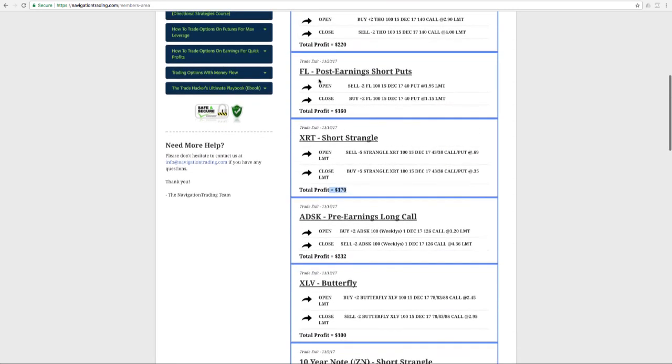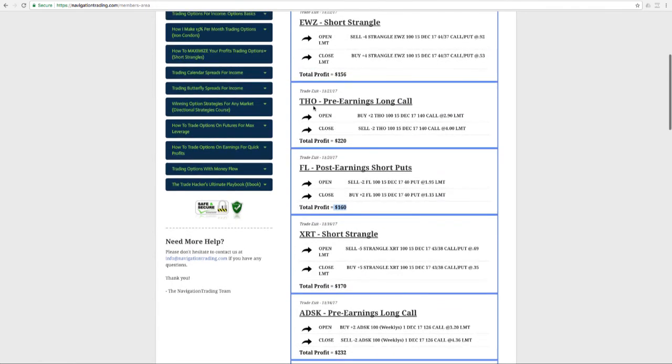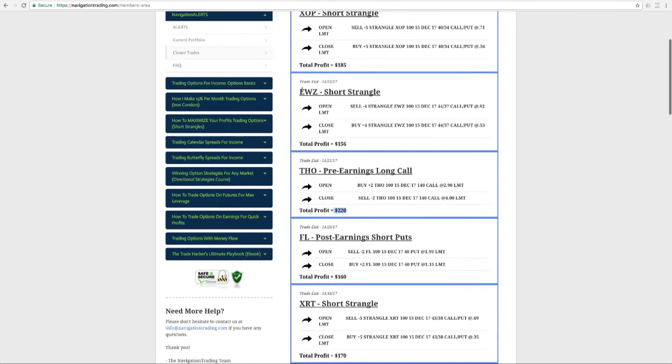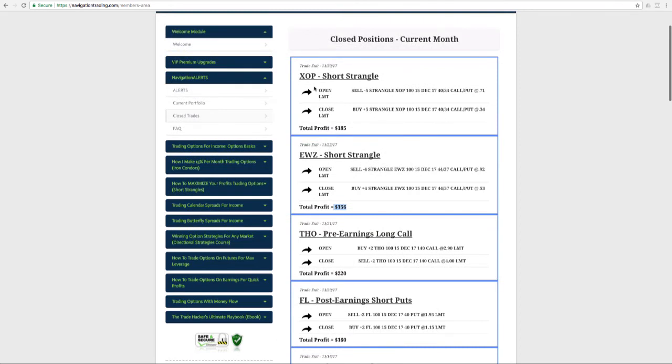And in Foot Locker, did a post-earning short puts and made $160 there. In THO, a pre-earnings long call, made $220 there. EWZ, the Brazilian ETF, did a short strangle, made $156 there. And an XOP, another short strangle for $185. So what you'll notice is that we're doing anywhere from 1 to 5 contracts for each of these trades.